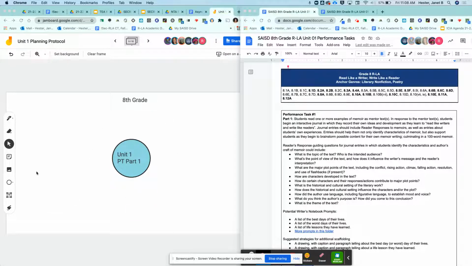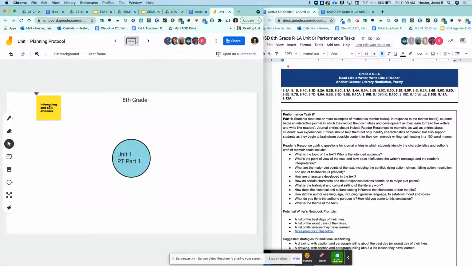Okay, so me personally, I think that one of the skills I really want my students to understand and learn is inferencing and using textual evidence to kind of support that. So I'm going to put that on one of my sticky notes. Perfect. And I think another one we need to add would be creating new meaning. So I'm going to put that here on a sticky note.